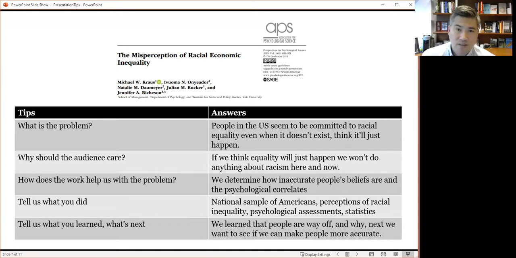Next, a number of next steps that we might do. We might want to replicate the study with different samples. We might want to do it with different populations. One of the things that we've been working on subsequently is trying to make people more accurate, right? So we know that people are really inaccurate. What might make people more able to see racial inequality in society? So that's the next step that we might engage in based on this work.